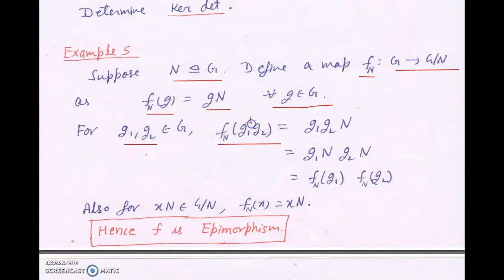Here between g1 and g2 there is the operation of G. So by definition it is g1g2N, but because it is the quotient group G/N, in the quotient group we know how the operation is defined, so we can write it as g1N times g2N, and g1N is f_N(g1) and g2N is f_N(g2), so it means it is a group homomorphism. Also every element of this quotient group is a coset, of the form xN, where x belongs to G. But by the definition of this map, f_N(x) = xN, so it means this is also a surjective group homomorphism, so we can say that f is an epimorphism.